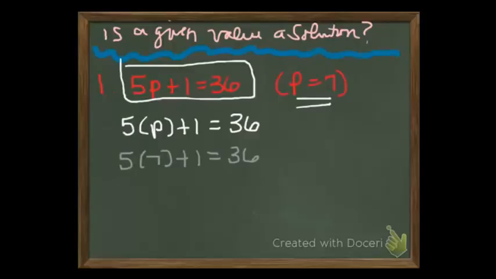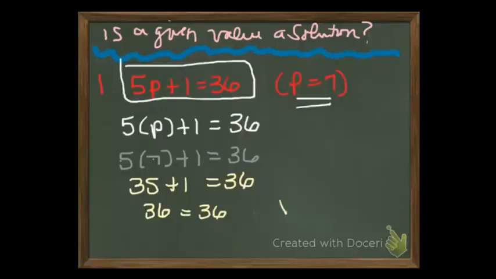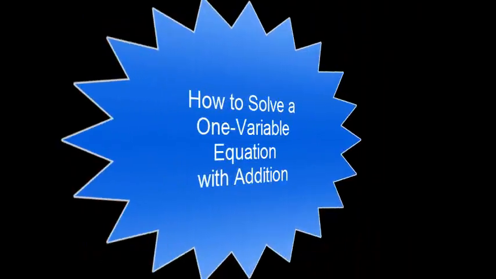Now I'm going to work on the left side of the equation, and I'm going to use the order of operations. So I have a multiplication and I have an addition. I have to do my multiplication first. So I have 5 times 7, that's 35, plus 1 equals 36. And I'm left with an addition. 35 plus 1 is 36. 36 equals 36 is a true statement, so the answer is yes. 7 is a solution to the equation.